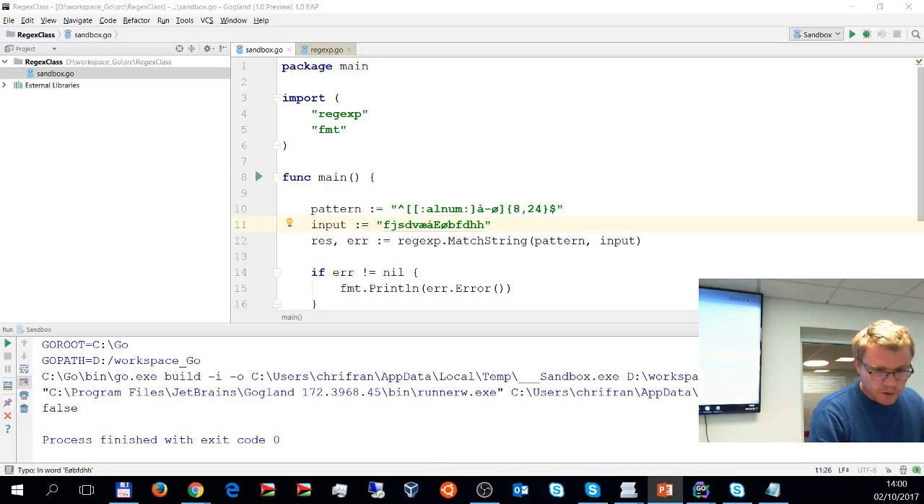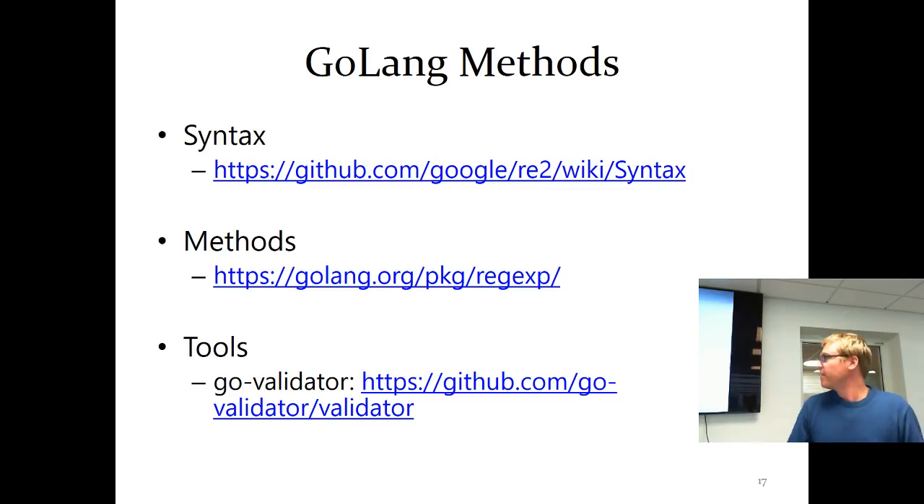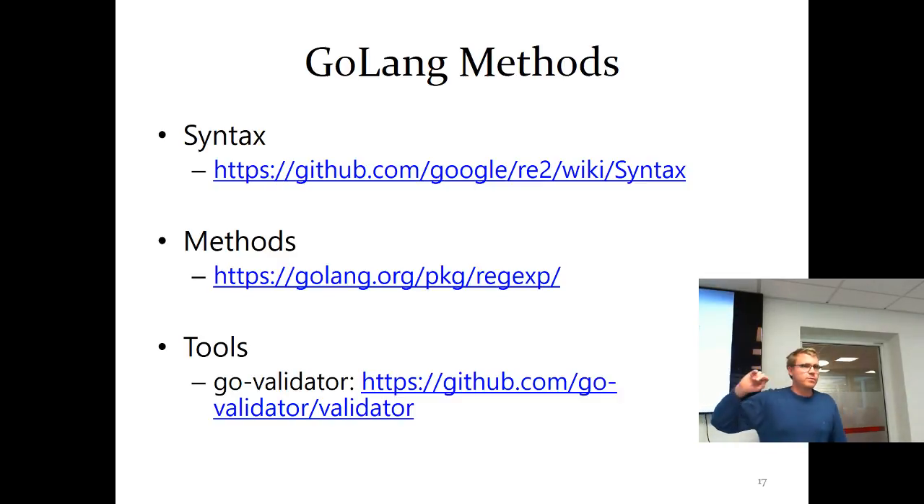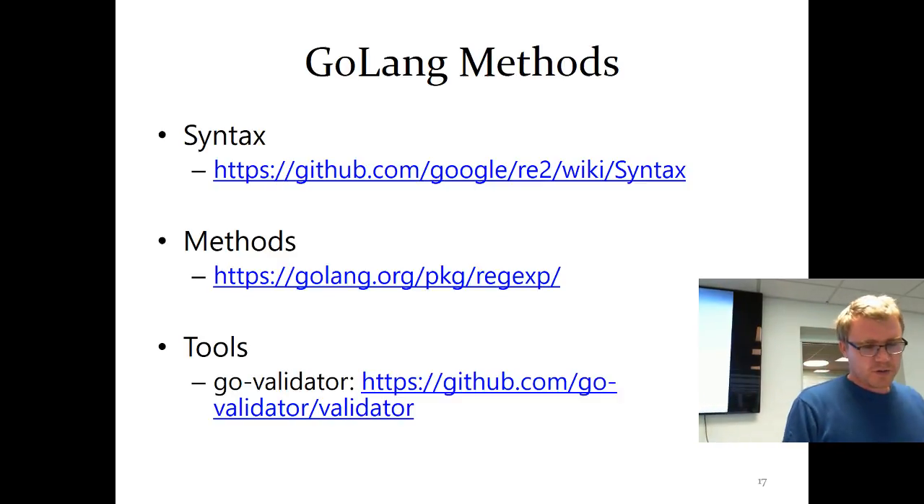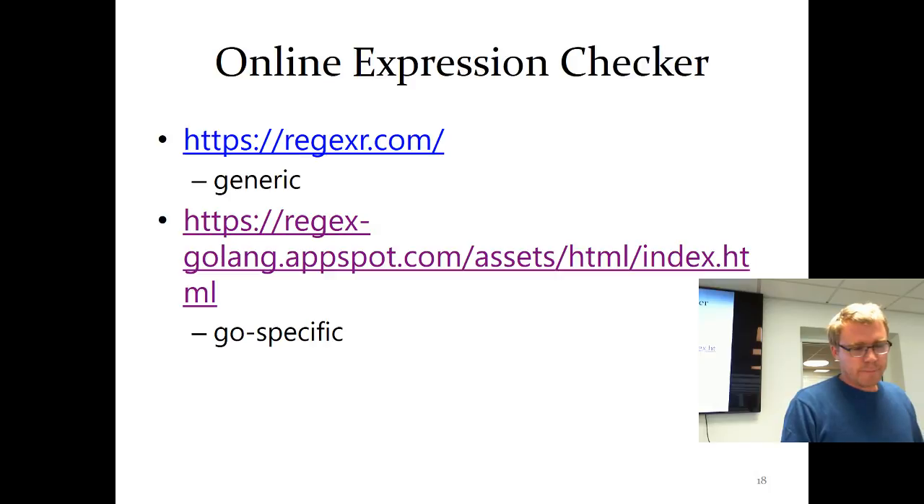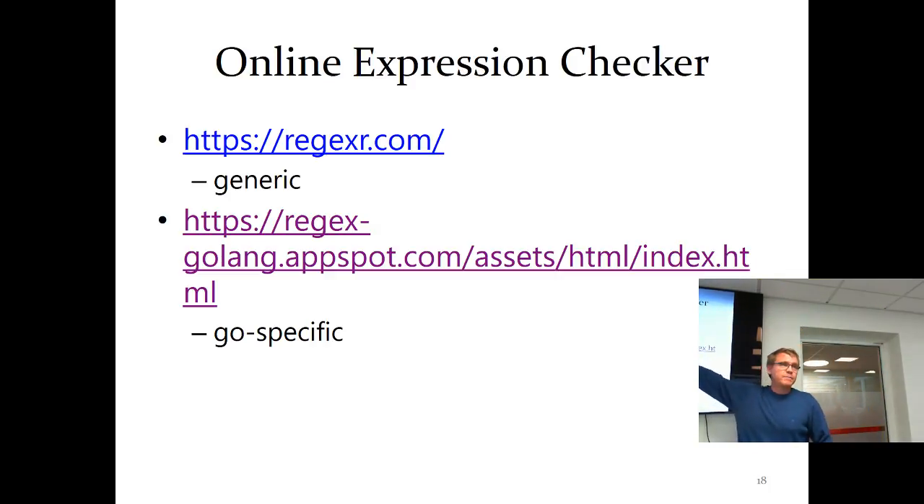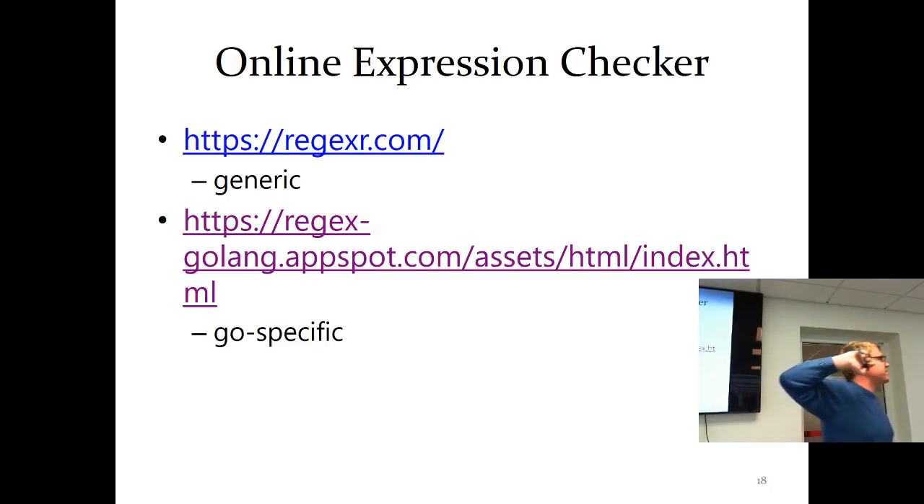Cool. Go obviously has inbuilt tools as well as the Go validator. We have a look at this tomorrow as well, or you will probably have a look at this tomorrow as well, to bear in mind. Other things that I recommend: I generally use regexa for debugging it, but there's the Go specific one. Note that it's way slower, the second one, but it's Go specific. So it's probably more useful if you are working with Go apps.